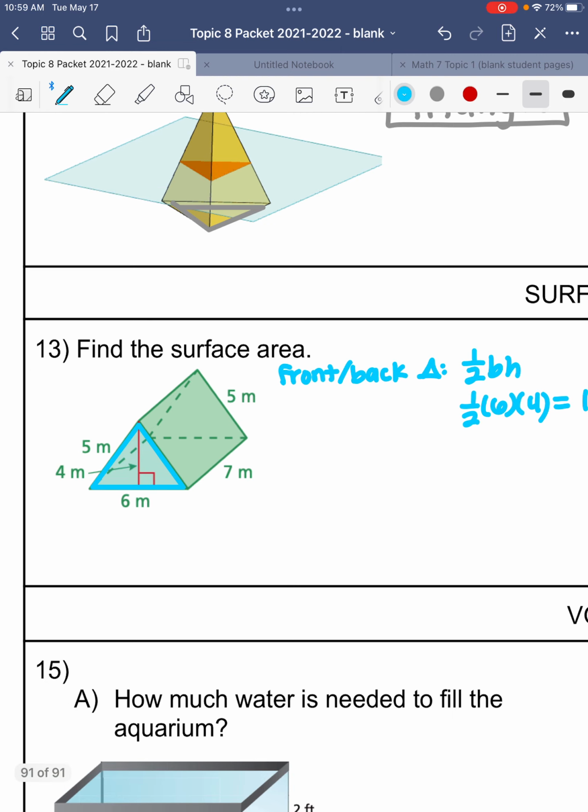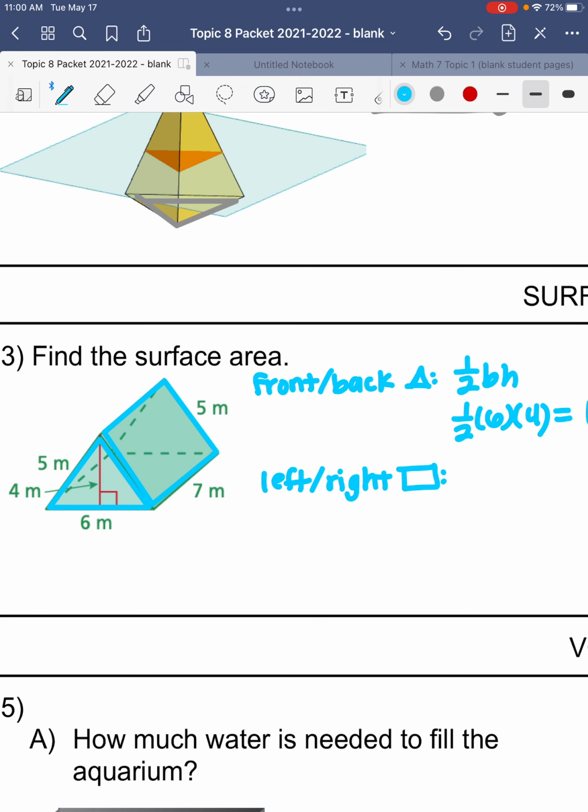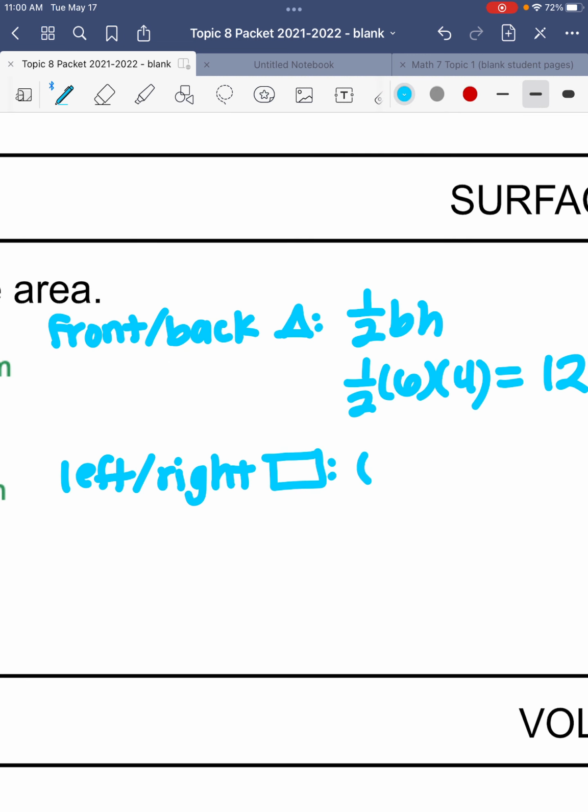Now let's find the left and the right. So I consider the left and the right this rectangle right here and the one that's identical to it on the other side, right? So that's what we're looking at. So let's call it left and right. And we know it's a rectangle, so that helps us with our area formula. It's length times width. So we're talking about this shape here. My length is 7, my width is 5. So 7 times 5 is 35.